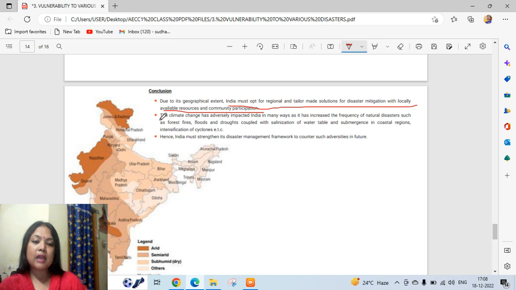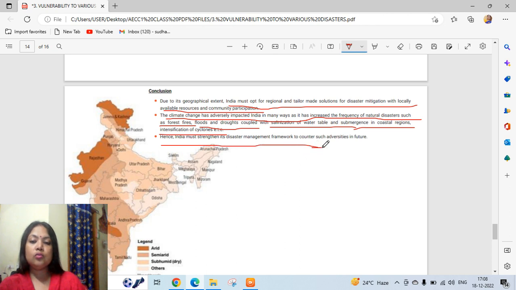Climate change has adversely impacted India in many ways, as it has increased the frequency of natural disasters such as forest fires, floods and droughts, along with salinization of the water table, submergence in coastal regions, intensification of cyclones, etc. Hence, India must strengthen its disaster management framework to counter such adversities in future.